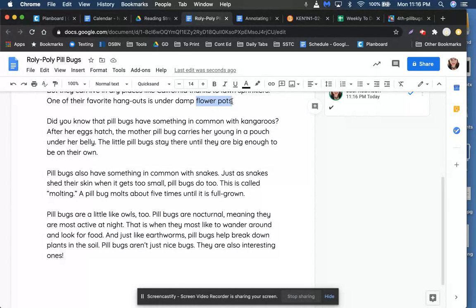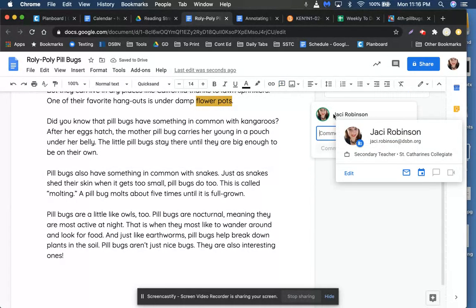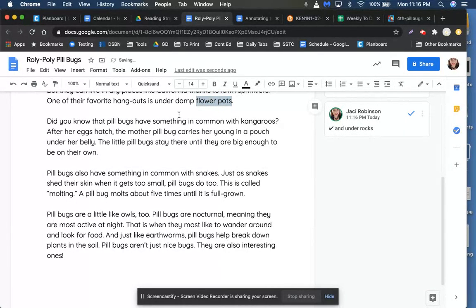I guess that makes sense because a lot of times if you pick up a rock, you will find lots of bugs that will scatter.